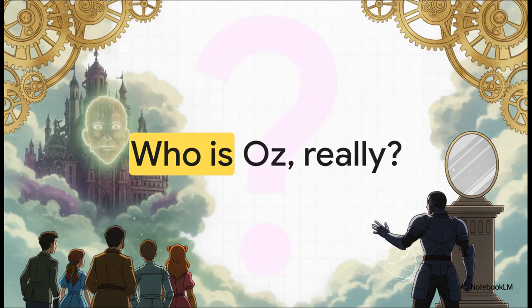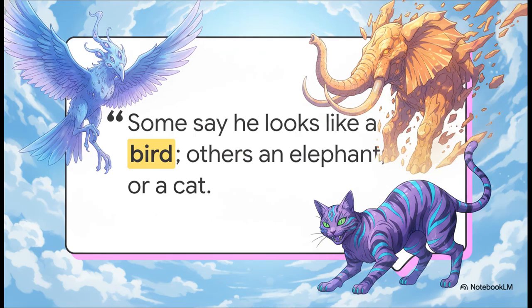Nobody in the entire city has ever actually seen the wizard's true face. He is a mystery of terrifying proportions, and the rumors are wild. The soldier tells them, some say he looks like a bird, others an elephant, and others a cat. He supposedly takes on whatever form he wishes. He's shifting, enigmatic, and entirely unpredictable. And this is the daunting reality Dorothy faces as she's finally told she must enter his presence completely alone.